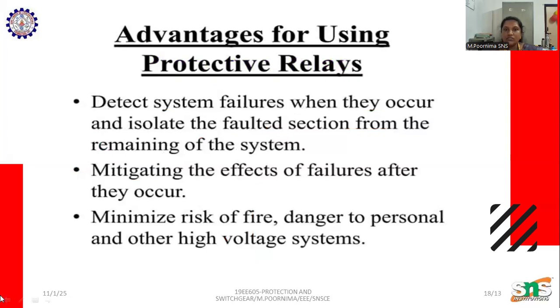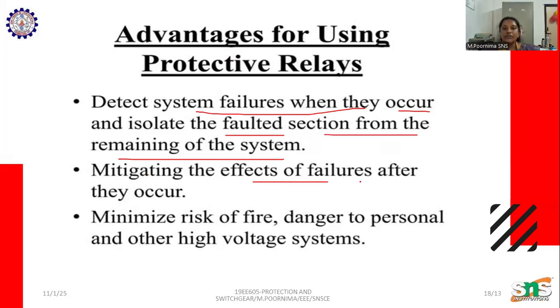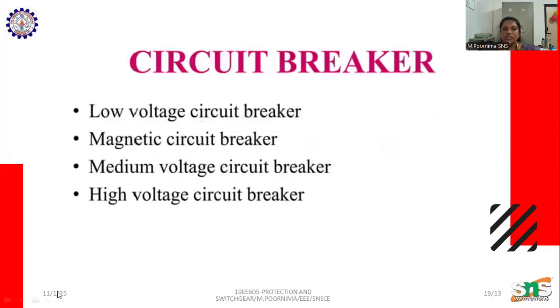Next are the advantages of using a protective relay. It detects system failures when they occur and isolates the fault section from the remaining system, mitigating the effect of failures after they occur. It minimizes the risk of fire, damage, and danger to personnel and to the other high voltage systems.